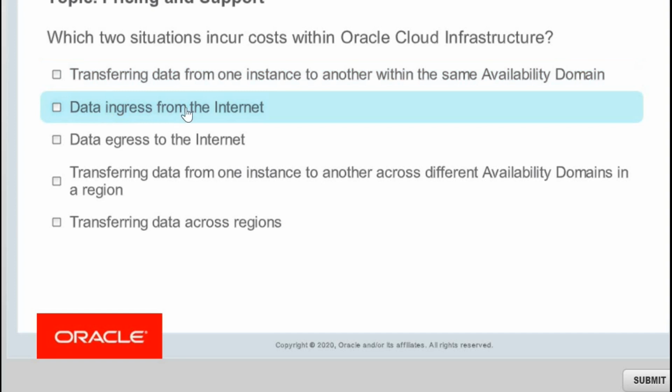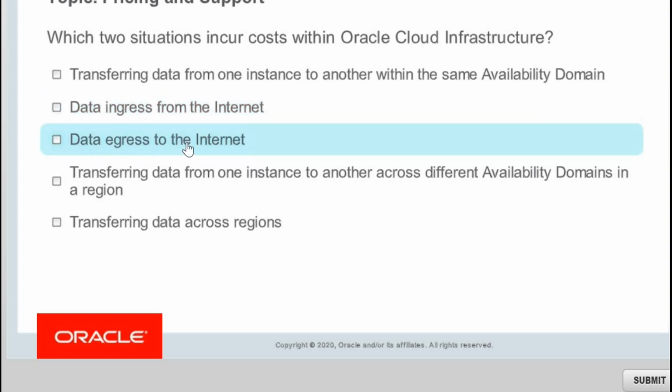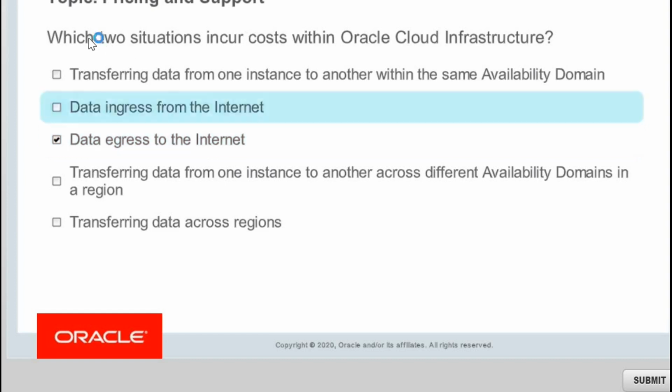Data ingress from the internet. So if any data is coming from the internet, incoming is free, just like our phone calls. Data egress to the internet. As I said, incoming is free, but outgoing you have to pay. So the right answer is data egress to the internet. For this, you will definitely have to pay if you are using the internet from your OCI instance.